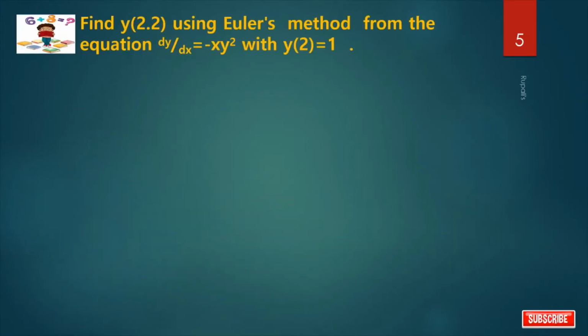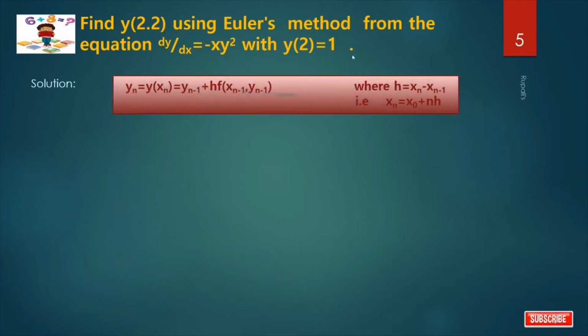Find y(2.2) using Euler's method from the equation dy/dx = -xy^2 with y(2) = 1. So, our equation is dy/dx = -xy^2 and the initial value is given, y(2) = 1. That is when the value of x is 2, value of y is 1. Now, I have to calculate what is the value of y(2.2). So, what is the formula for Euler's method? This is the formula for Euler's method we already discussed.